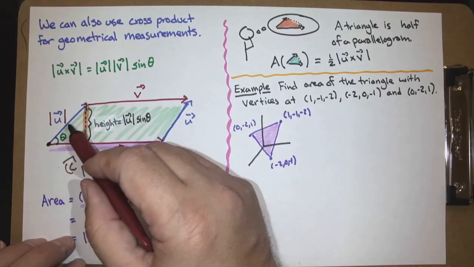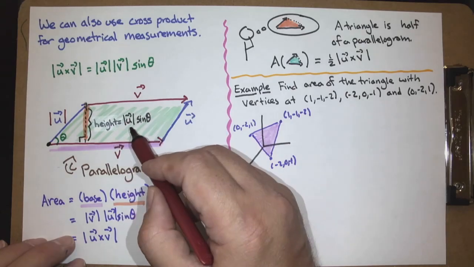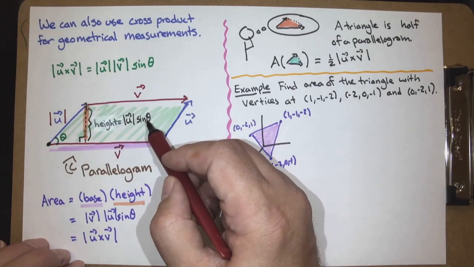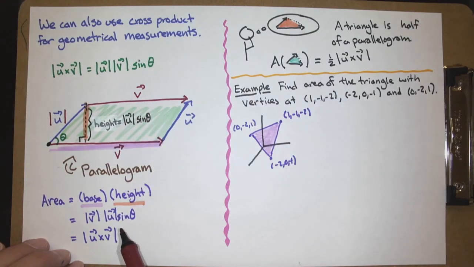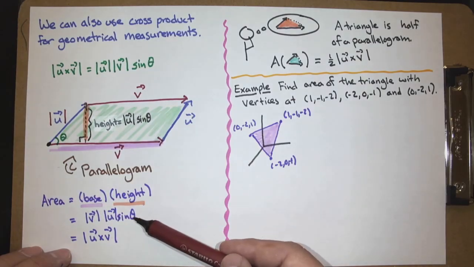What relates opposite and hypotenuse? Sine. So the height is the magnitude of u sine theta. So that's where this term comes from. And we say, whoa, what? As if it was meant to be. The magnitude of the cross product is showing up.